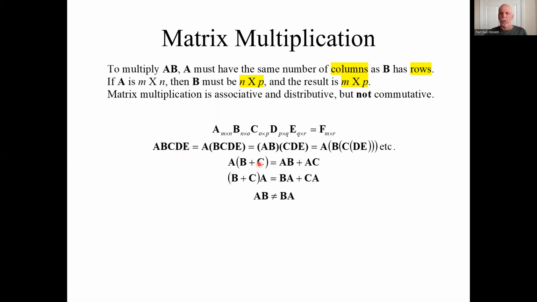It is associative, but it's not commutative. AB is not equal to BA. In fact, BA might not even be possible, even though AB is. They have to be compatible size.